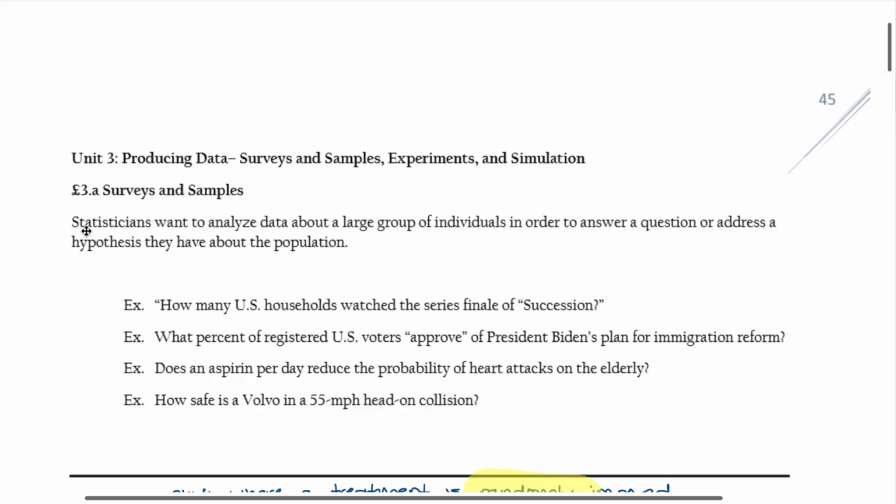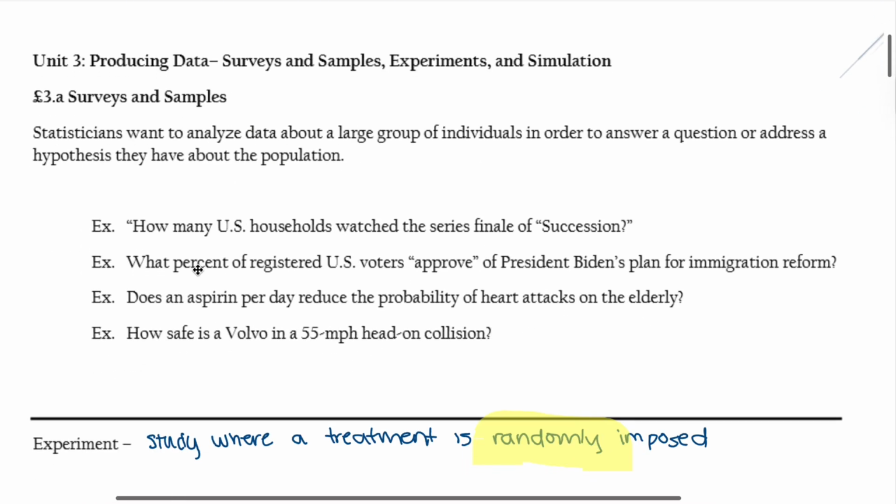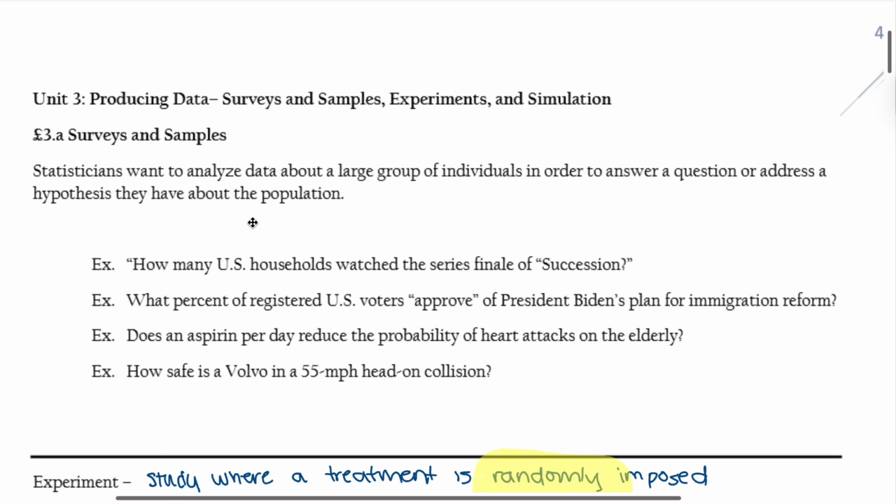Statisticians want to analyze data about a large group of individuals in order to answer a question or address a hypothesis they have about the population. Example 1. How many U.S. households watch the series finale of Succession? Example 2. What percent of registered U.S. voters approve of President Biden's plan for immigration reform?